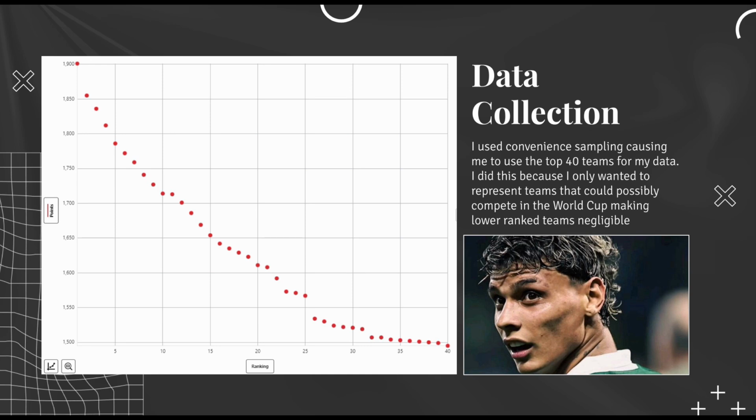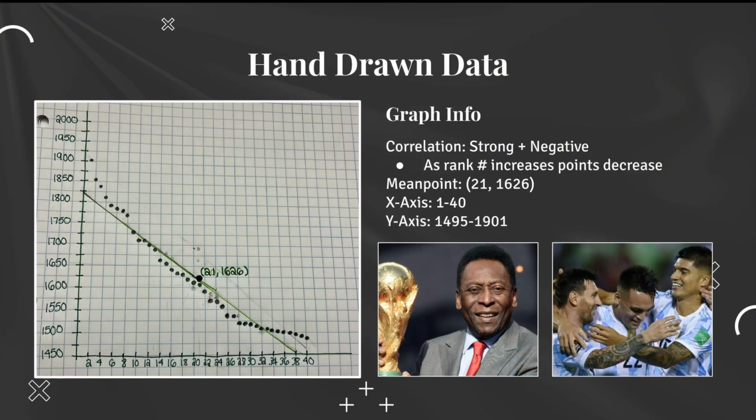For my data collection, I used convenience sampling. Because of this, I only used the top 40 teams in my data. This was because I only wanted to represent teams that could possibly compete in the World Cup, which made lower ranked teams negligible. On my hand-drawn graph, you can see a clear, strong negative correlation, which means as my rank number increases, the amount of points decreases.